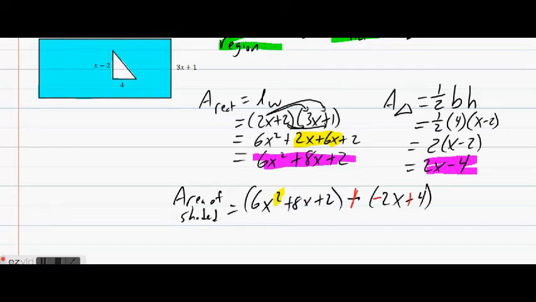So x squared, there's no x squared in our binomial, so I'm just going to bring down 6x squared. Then I have x to the first, x to the first. So 8x minus 2x gives me positive 6x. And then last, my constant plus another constant. So 2 plus 4 is 6. So there's the area of the shaded region. The area of the rectangle minus the area of the triangle.